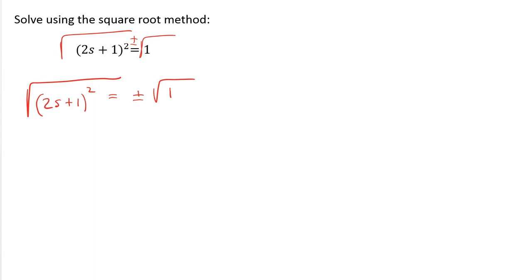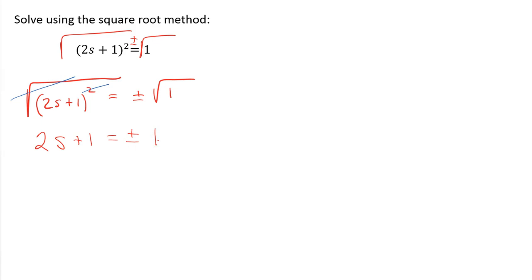The reason we took the square root is so I can cancel this and this. Those are inverse operations of each other, so a square root and a square, as long as the entire inside is squared, cancel each other out. So on the left, I have 2s plus 1. Now on the right, 1 is a perfect square, so we know the square root of 1 is 1, so I have plus or minus 1.